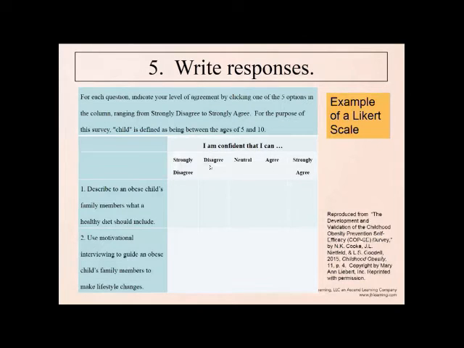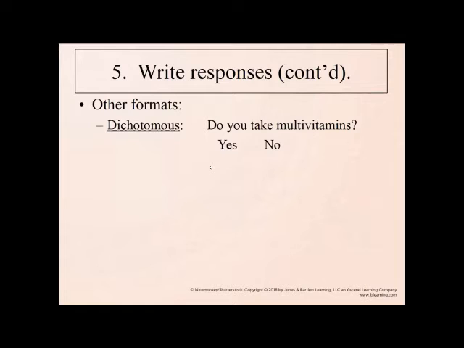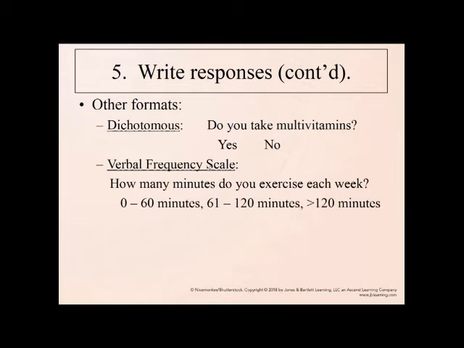For instance, in this particular example, which was a survey given to physicians, on the left-hand side, you'll see number 1 was describe to an obese child's family members what a healthy diet should include. Then they had to basically rate how confident they were that they could do that using the Likert scale. The Likert scale is very useful when you want information about someone's attitudes or opinions. For example, some other formats include possibly a dichotomous format, which simply is a yes or no answer, or it could be a verbal frequency scale.